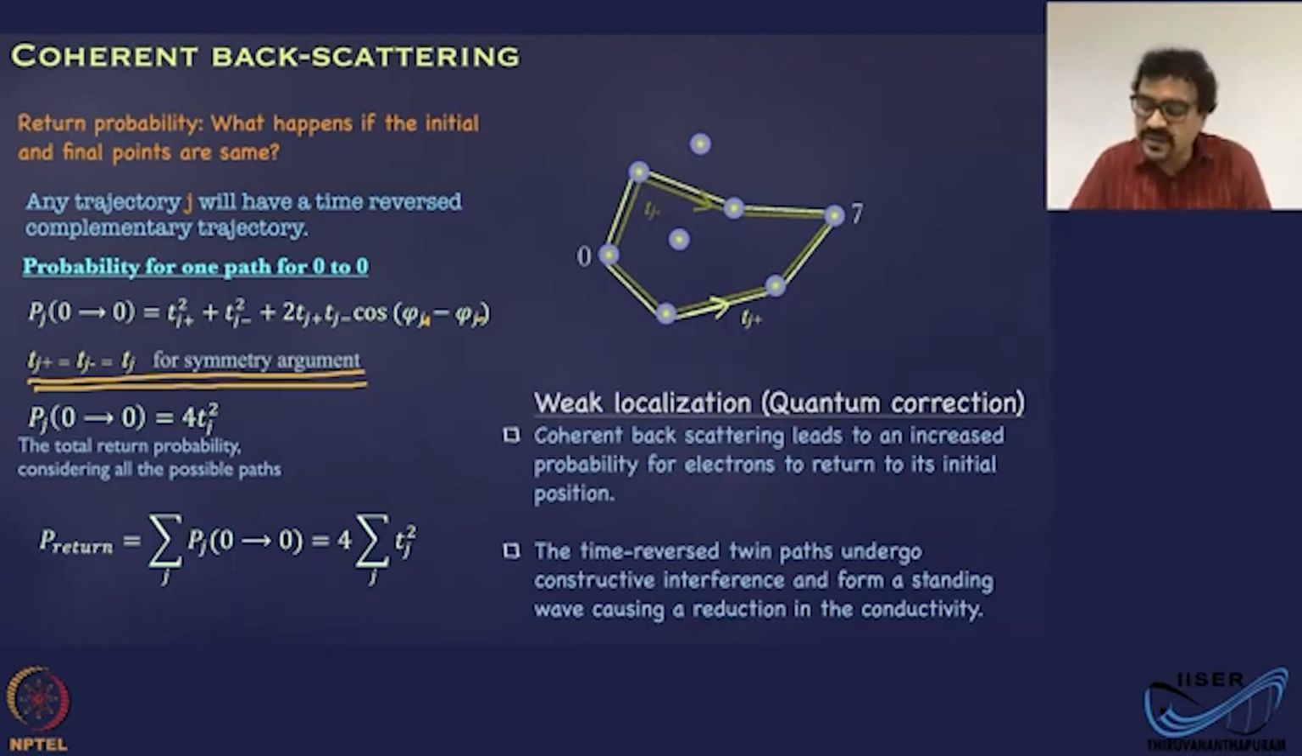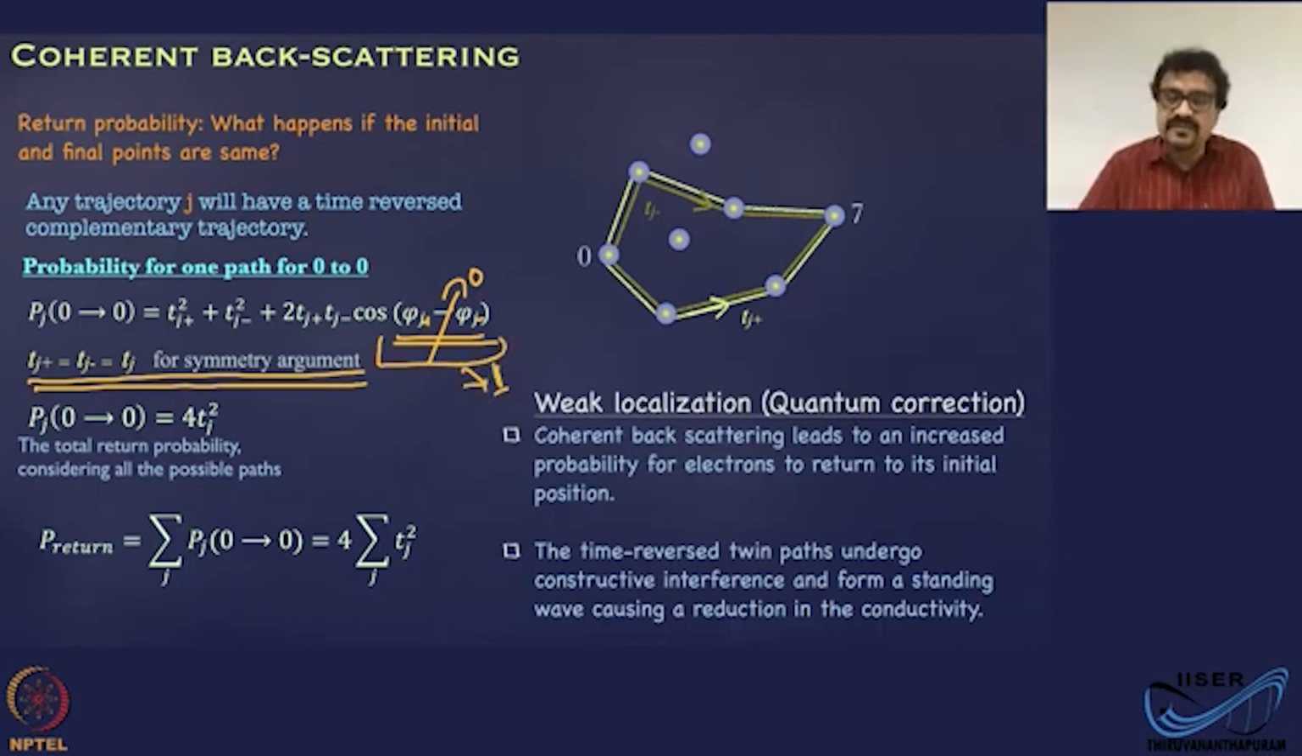This is the phase change, whether you go clockwise or anti-clockwise, you are at the same point. The total phase accumulated in both directions is the same. What that means is the term phi j minus phi k is 0, and overall this term becomes 1. So Pj, 0 to 0, is Tj squared, the return probability considering one path. Now if you consider all the paths, you have to sum over j of Tj squared.